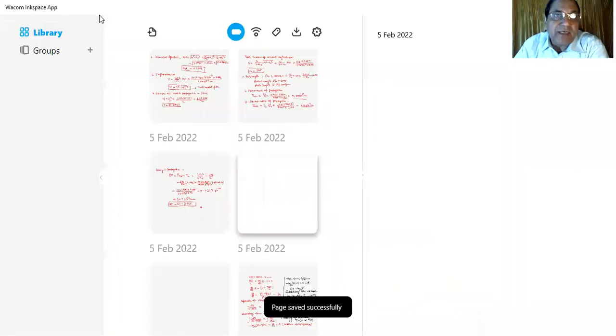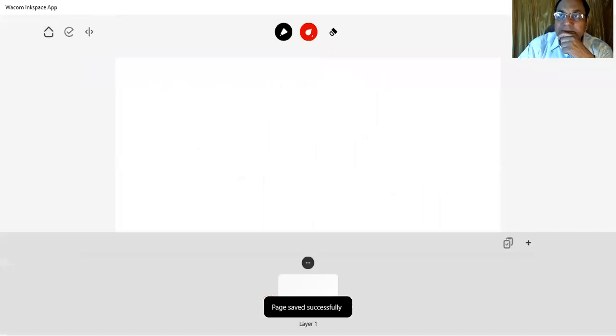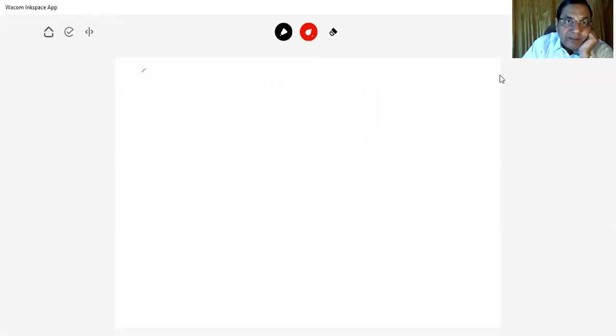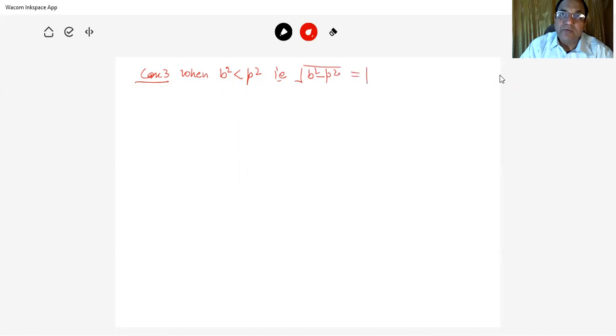Now comes to the third case, and that is important. The case number 3 is when B square is less than P square. That is under root of B square minus P square is equal to under root of minus 1, then P square minus B square.